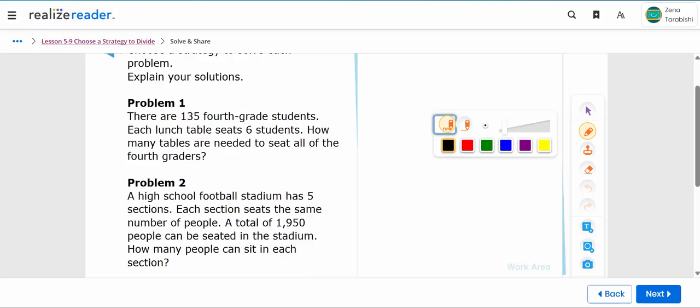Problem 2. A high school football stadium has 5 sections. Each section seats the same number of people. A total of 1,950 people can be seated in the stadium. How many people can sit in each section?